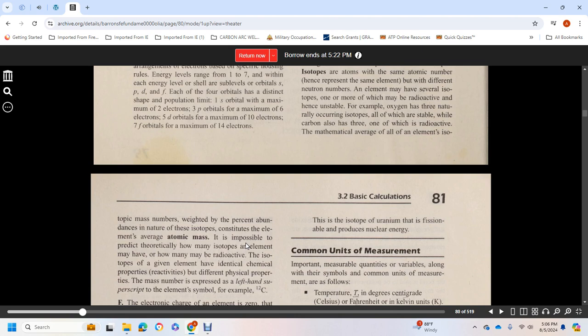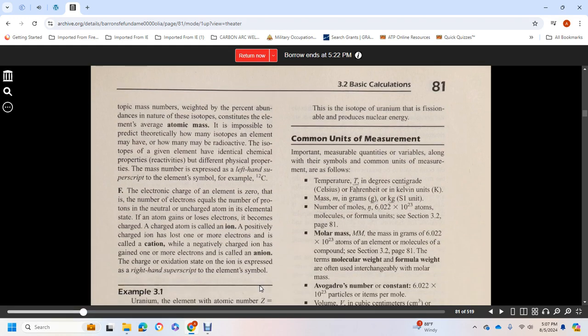The mass number is expressed as a left-hand superscript of the element symbol, for example, carbon-12. The electronic charge of an element is zero, with the number of electrons equal to the number of protons, so it is a neutral, uncharged atom in its elemental state.